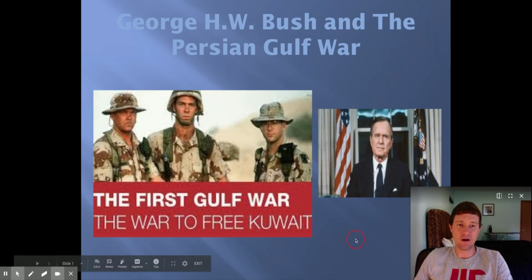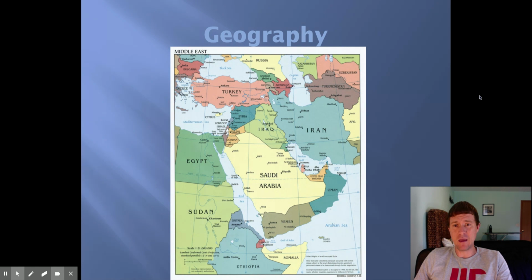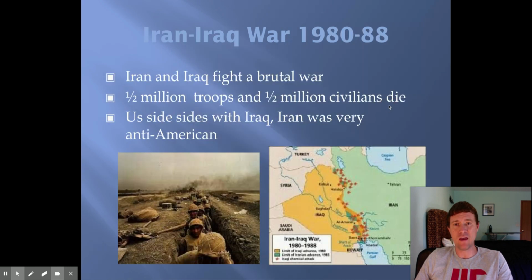Let's get rolling here. To understand the Persian Gulf War, you have to understand geography. Take a look at this map and pause this if you need to look at the map. We're going to talk about Iraq. I'm going to reference the Iraq-Iran war here in a moment. But here is Kuwait right here. Small country. And Iraq's going to invade Kuwait. That's going to be the source and the reason why the United States is going to get in this war. So make sure you know this geography. Look at this map. Kind of understand it. It helps you understand the whole event.